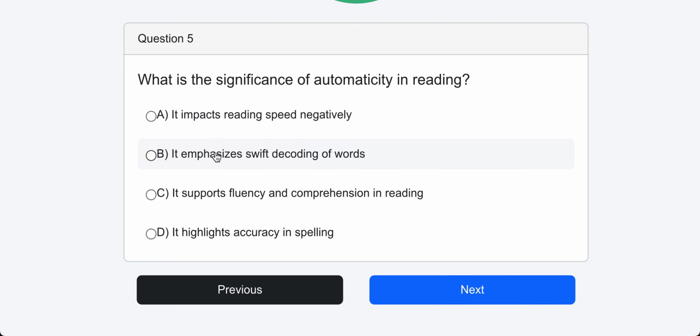Moving on to question number 5. This one reads, what is the significance of automaticity in reading? This is a major keyword in not only reading instruction, but passing your RICA exam. Take a moment here to read the answer options, select the best one, and then we'll talk about it.